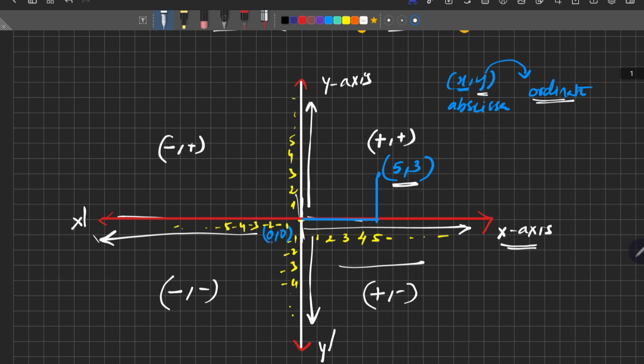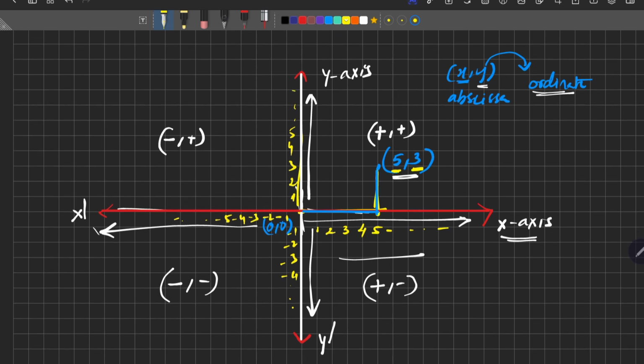In this, if the x coordinate is considered, we say it is the distance from the y-axis. If the y coordinate is taken, that is the distance from the x-axis. So very simple. The x coordinate is the distance from the y-axis. The y coordinate is the distance from the x-axis, which is exactly the opposite.